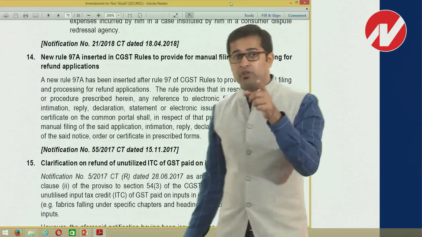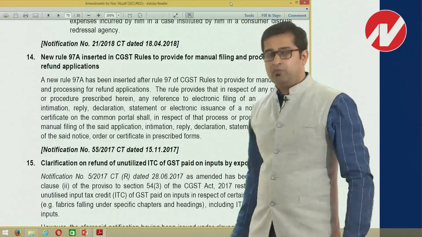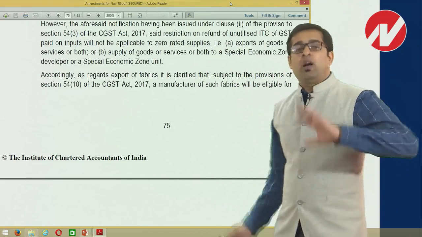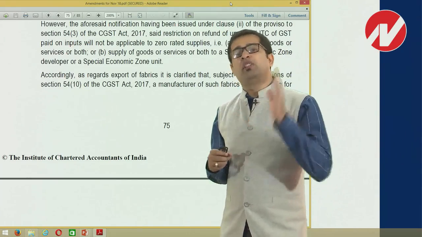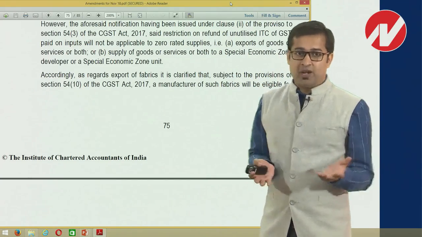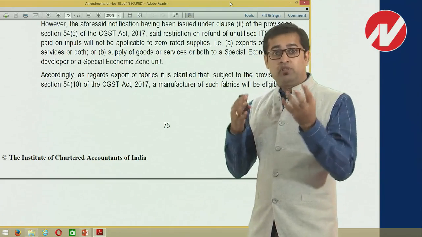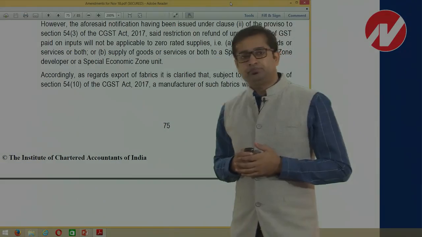So I think that is one of the points that we were supposed to cover, and that is point number 15, the clarification. Moving ahead with that, friends. So these are the changes which have been brought with regard to the refund chapter. Now let us talk about a few more chapters which are still pending. One is job work, another is accounts and records, and one of the main chapters is e-way bill. So let us talk about all of them.